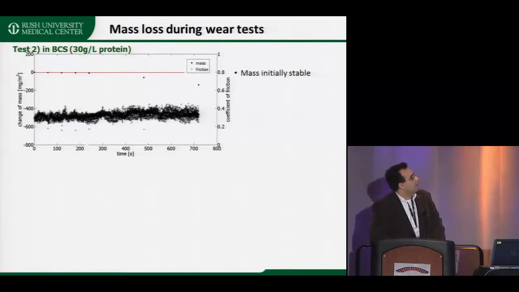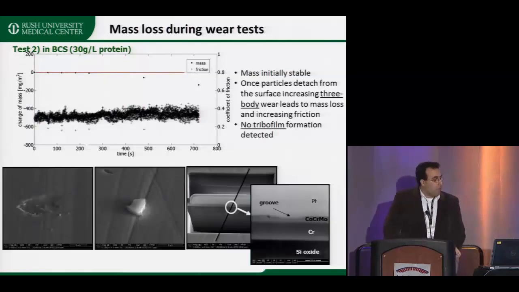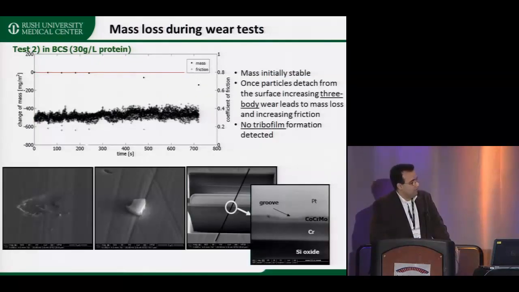I want to look at test 2 and 3 a little bit closer and look into our mass monitoring. And you see in test 2 in bovine serum, the mass was initially relatively stable, but then eventually decreased relatively fast as the friction scatter also increased. And the reason is a problem in our setup, that due to the high surface pressure, eventually we have a fatigue of our crystal. Bigger particles break out and penetrate our coating, as you can see here. So we have an increased three-body wear, which is the reason for this fast mass loss.